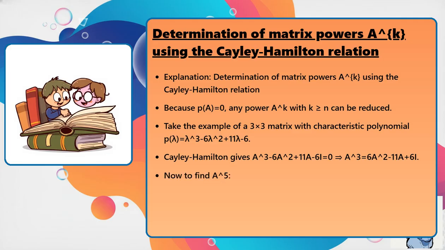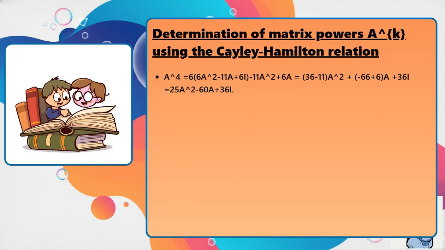Now to find A^5. A^4 = A·A³ = A(6A² − 11A + 6I) = 6A³ − 11A² + 6A. Replace A³ again. A^4 = 6(6A² − 11A + 6I) − 11A² + 6A = (36 − 11)A² + (−66 + 6)A + 36I = 25A² − 60A + 36I.